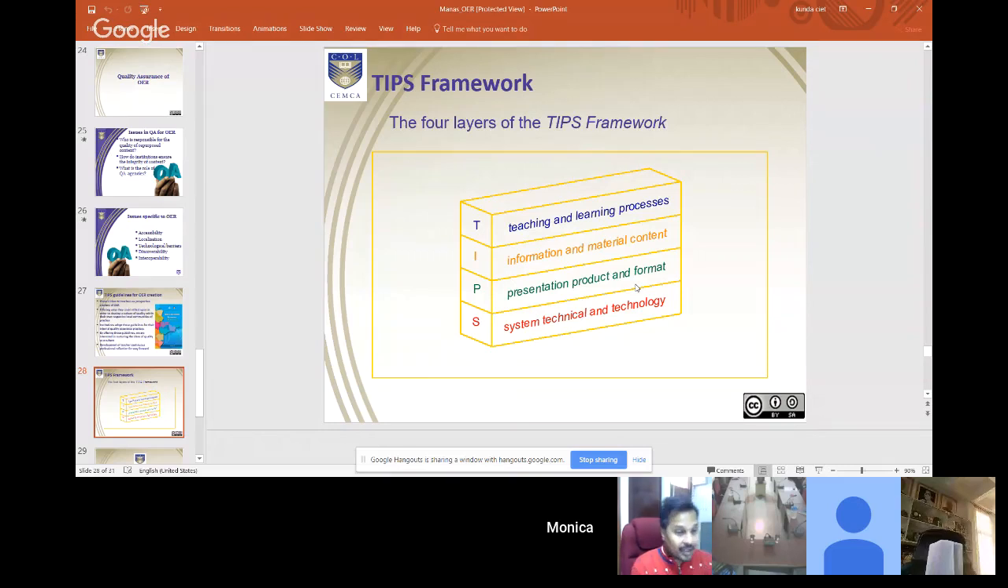System, technical, and technology. It's talking about the technological context, how your content can be placed in different places and how it can be supported with different kinds of technologies. So this TIPS framework is useful for the teachers and the creators of open educational resources. And this TIPS framework's complete document is available on the Commonwealth of Learning OASIS platform as well as the SEMCA website also.